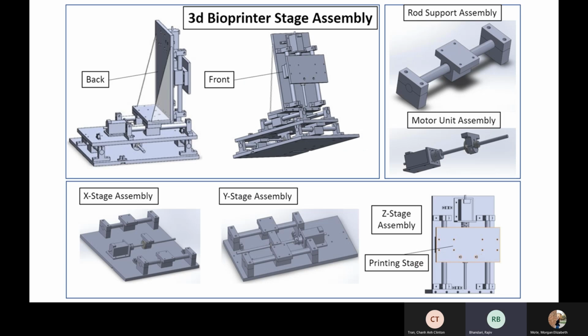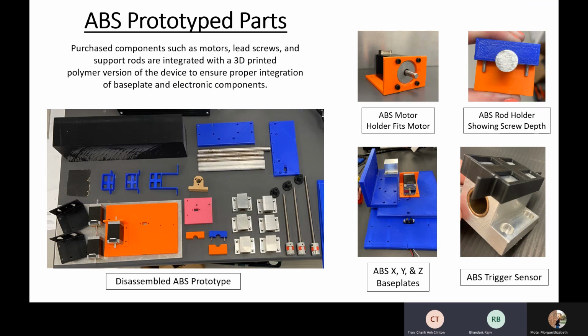Okay, in this slide, we get a better view of each of the individual mechanical printing stages as well as the stage components. On this slide, we can see that the purchased components, such as motors, lead screws, and support rods, were integrated with 3D printed polymer versions of the device to ensure proper integration of the baseplate and electronic components. As you can see in the image below the text, this is our disassembled ABS prototype, and then in the images to the right, we can see a few different baseplate components and how we ensure they fit together.